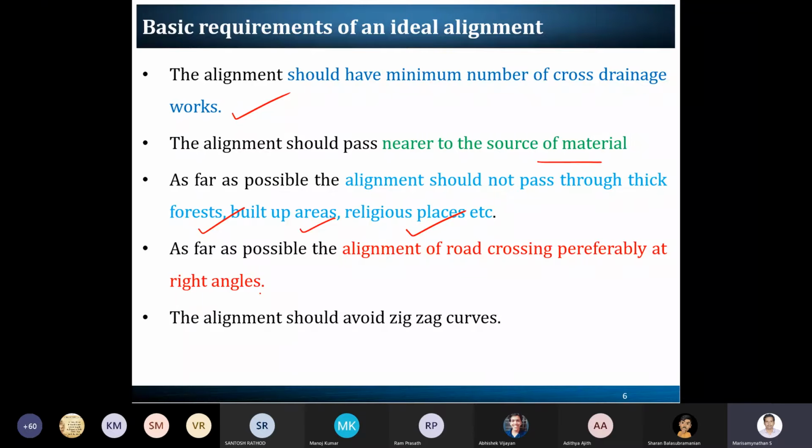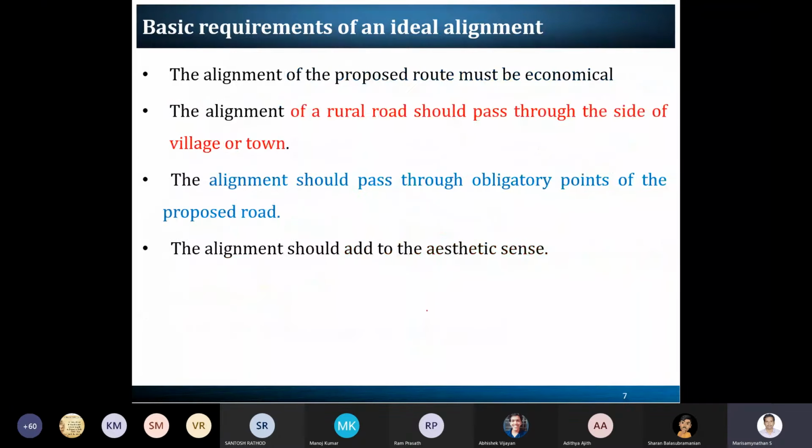When it comes to crossings, we need to provide right angles, and we should avoid zigzag curves or S type curves, which cause discomfort for the drivers. Sometimes there is a high possibility of skidding or slipping off the road structure. So accident possibilities arise in those situations.